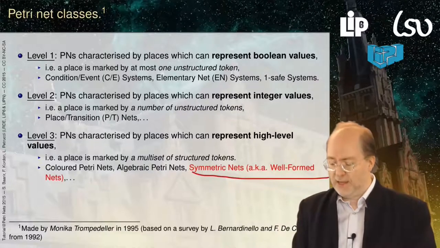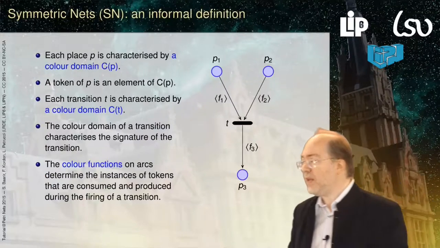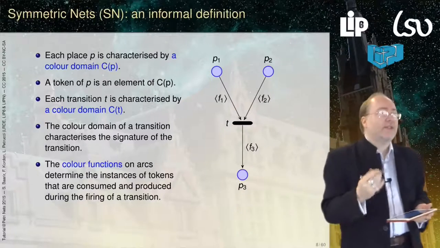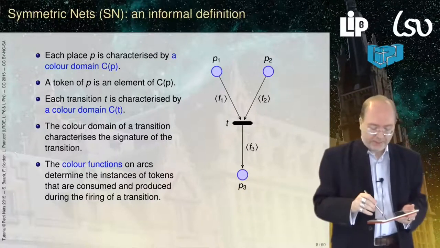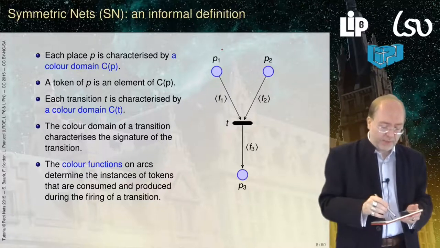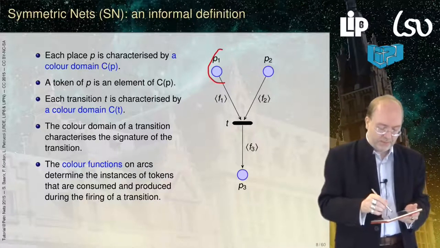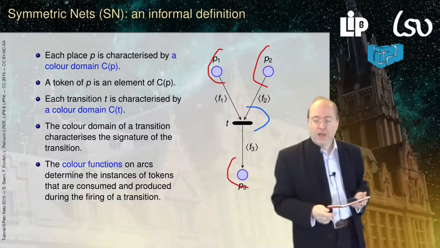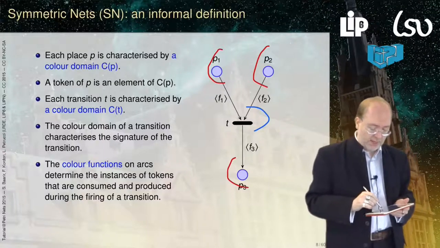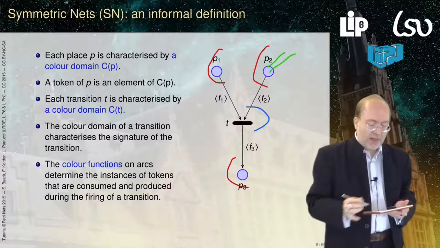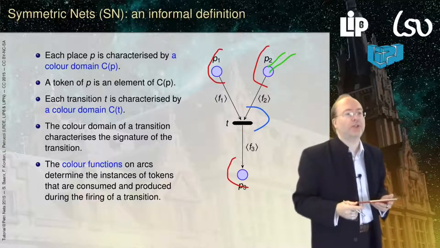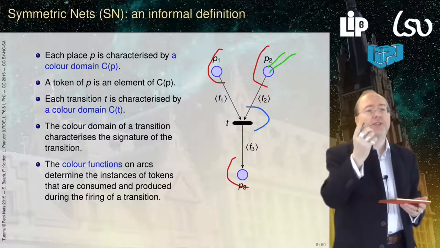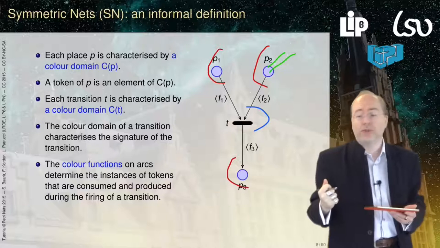Let's have a small example here, just to show the structure of a Petri net. As for all Petri nets, you have places here, and you have a transition here. But what you note is that every place has an extra piece of information that is called the color domain of the place. In fact, it denotes the type of values that will be held by tokens.